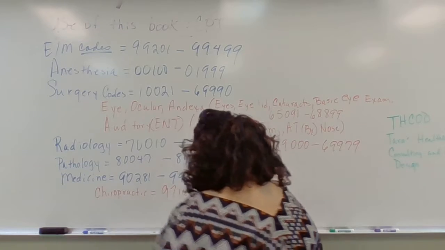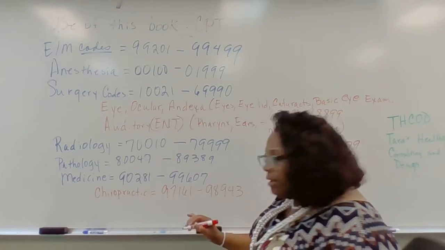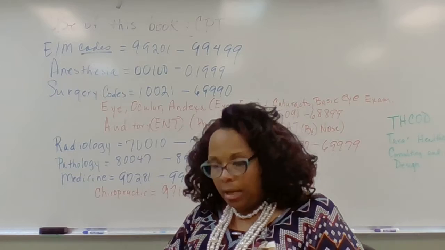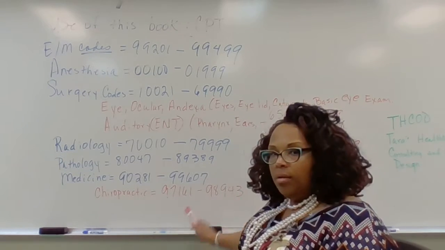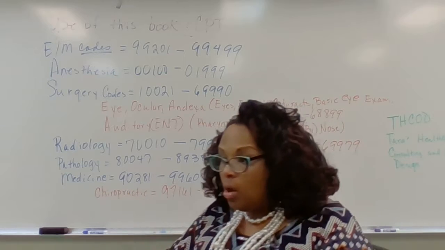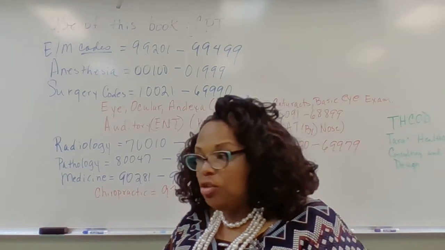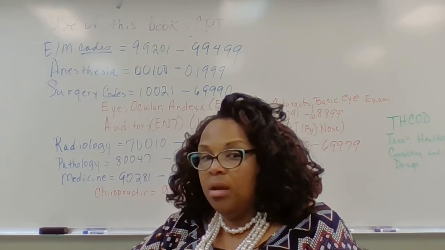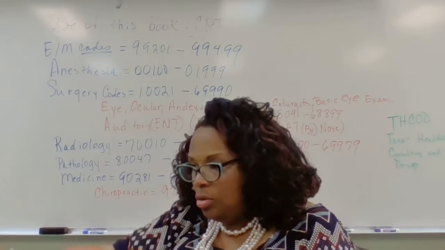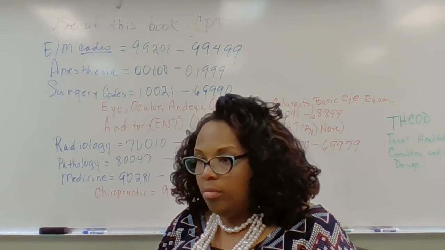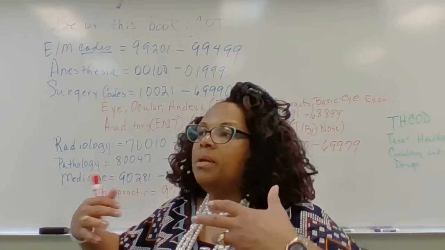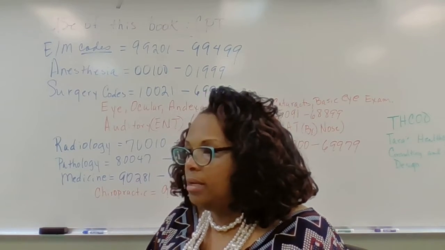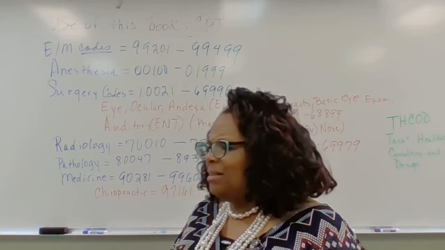98943. Okay, so if you're going to work for a chiropractic doctor, you're going to work from these codes here. They work also alongside occupational medicine. You use some of those codes there. Physical therapy, you use some of those codes there as well. So all that deals with your physical rehabilitative type medicine. Is that understood? Okay, so great.